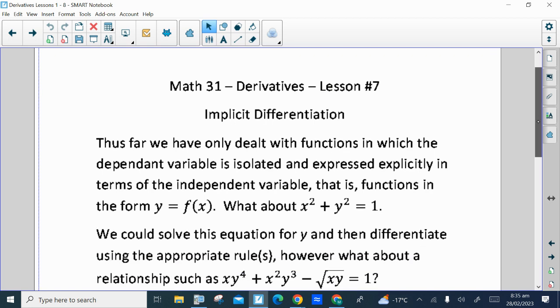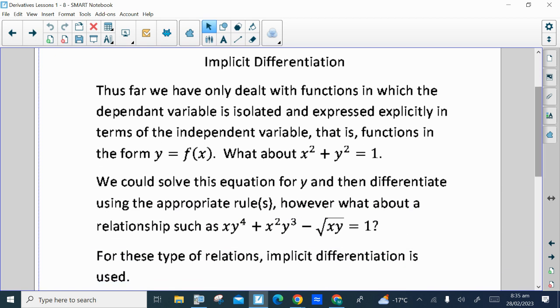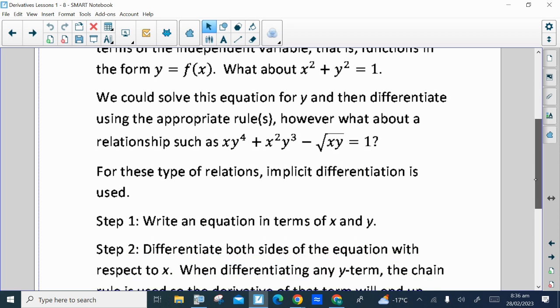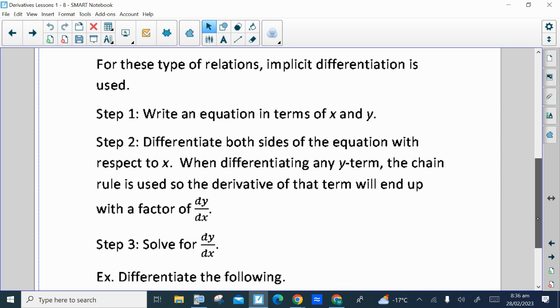So far we've only dealt with functions in which the dependent variable is isolated. So that means y, that's a dependent variable, and expressed explicitly in terms of the independent variable, which would be x. So that would be functions with forms y equals f of x. But what about something like x squared plus y squared equals 1? That's actually the equation of a circle centered at the origin with a radius of 1. We could solve this equation for y and then differentiate using the appropriate rule or rules. But what about a relationship such as xy to the fourth plus x squared y cubed minus the root of xy equals 1? So you cannot get y by itself for that expression. So for these types of relations, we use implicit differentiation.